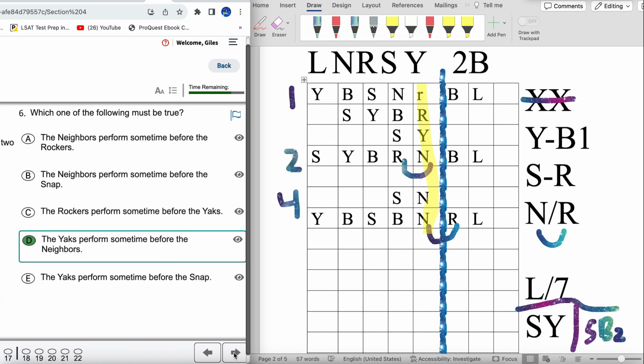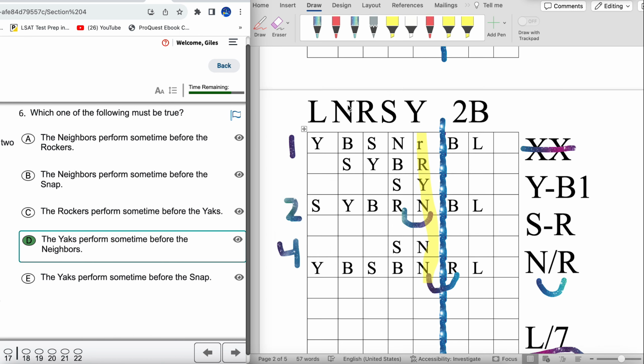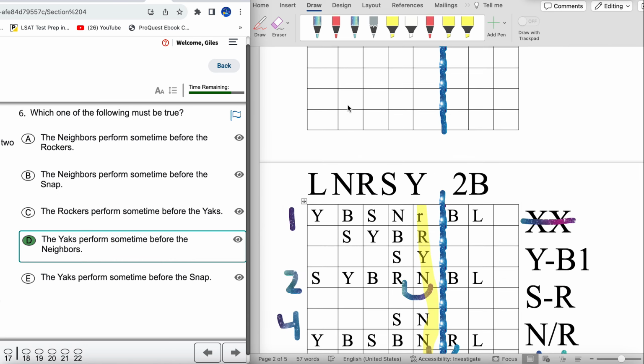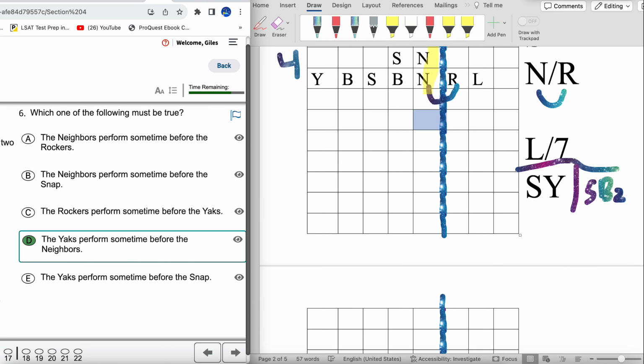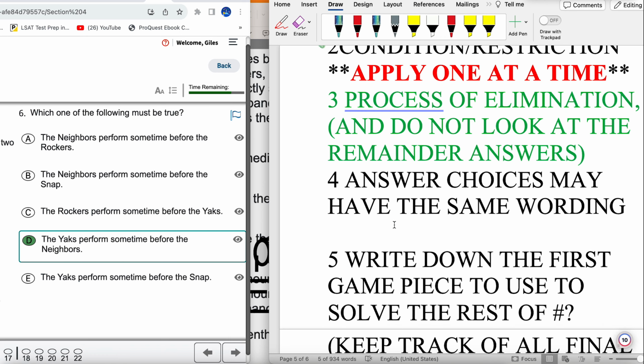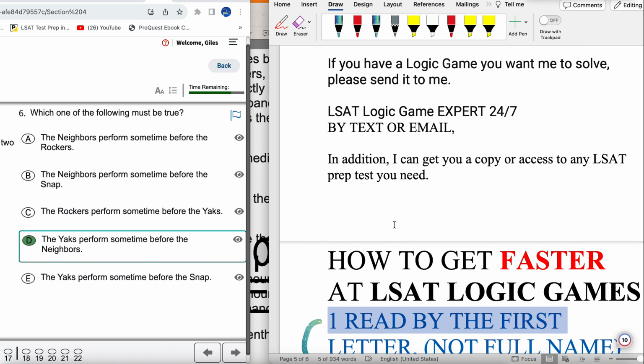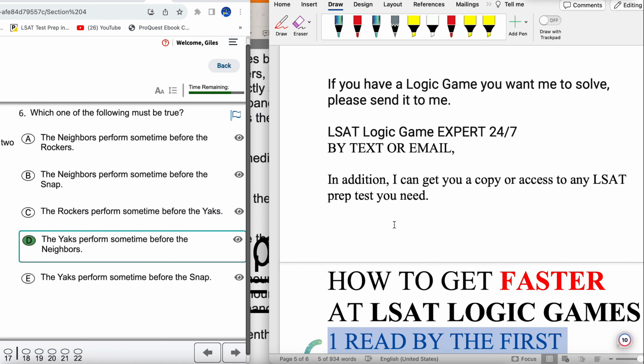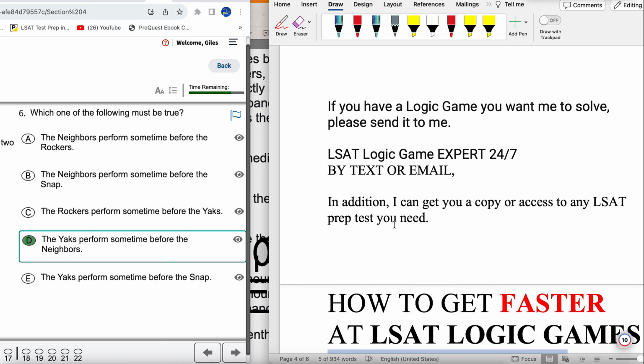So I hope this helps out with how to get faster, how to improve your speed. For those guys too who want to take a look at it as well, these are going to be the rules. And if you guys have any type of logic games you want me to solve, please send it to me.